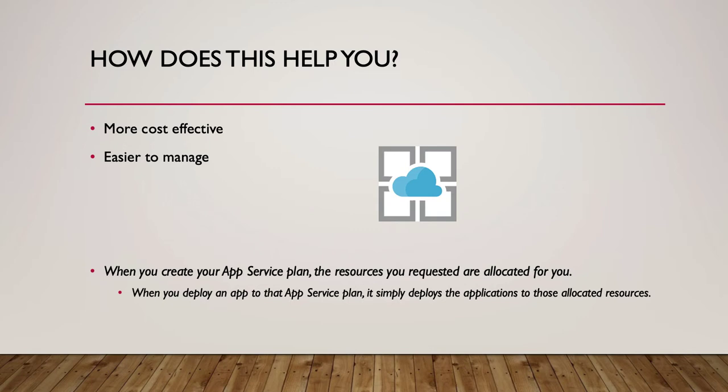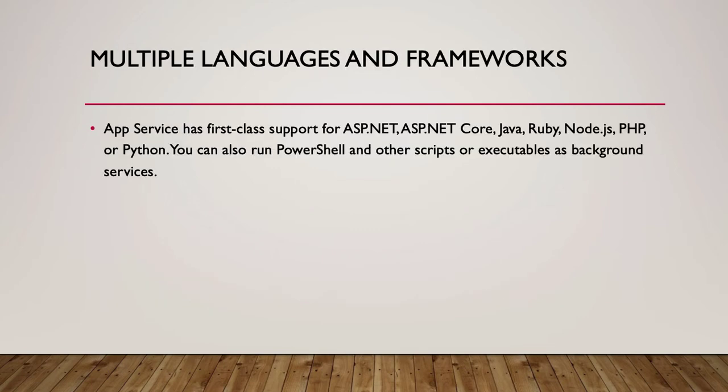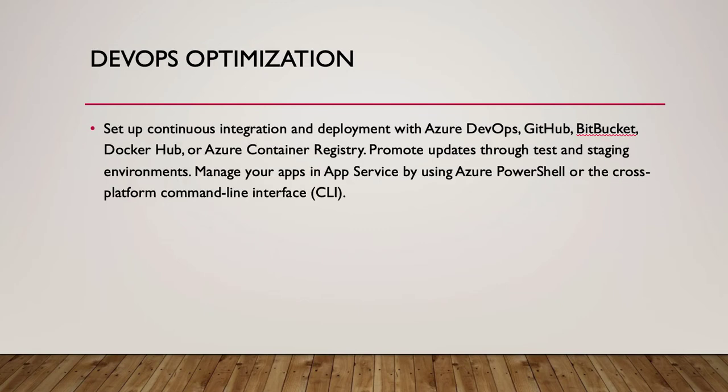Now let's quickly talk about some good features that app services bring to you. Starting with multiple languages and frameworks. App services have first-class support for ASP.NET, ASP.NET Core, Java, Ruby, Node, PHP, or Python. You can also run PowerShell and other scripts or executables as background services when it comes to the app services.